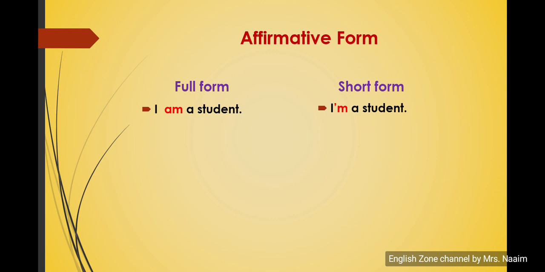So here in this case we remove a, okay, and instead of it we put apostrophe. Okay, so this is concerning the subject pronoun I. So with the subject pronoun I, the verb to be in the simple present should be am.